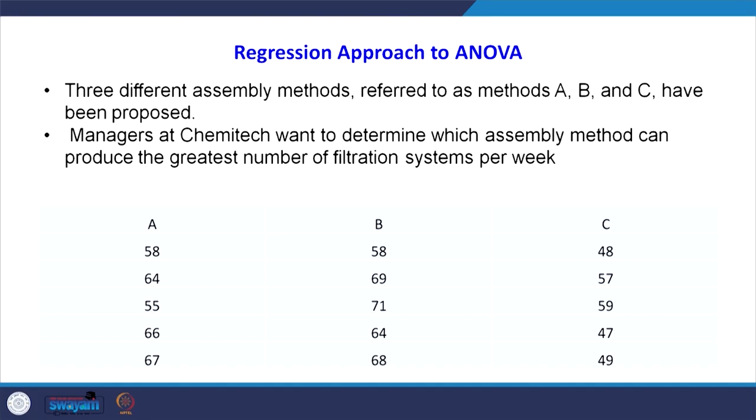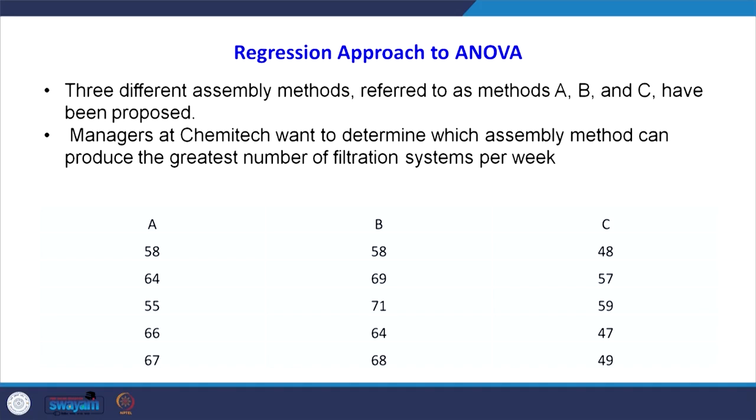There are three columns, A, B and C. A represents one type of assembly method, B represents another type of assembly method, C represents the third type of assembly method. If we follow method A, the 58, 64, 55, 66, 67 represents the number of products assembled per week. Similarly, under column B, 58, 69, 71, 64, 68 represents the number of products assembled per week. Here the product is a filtration system.